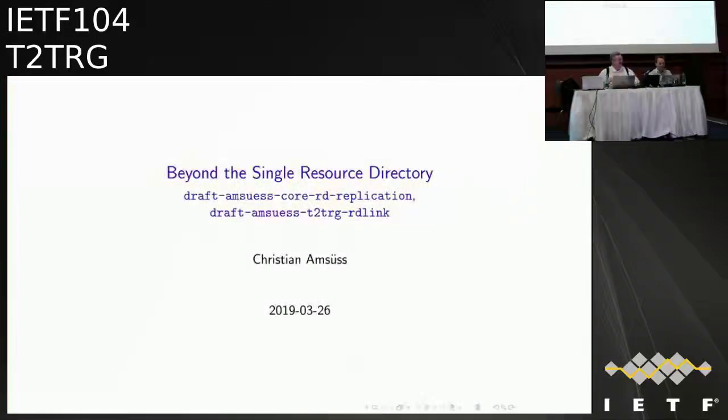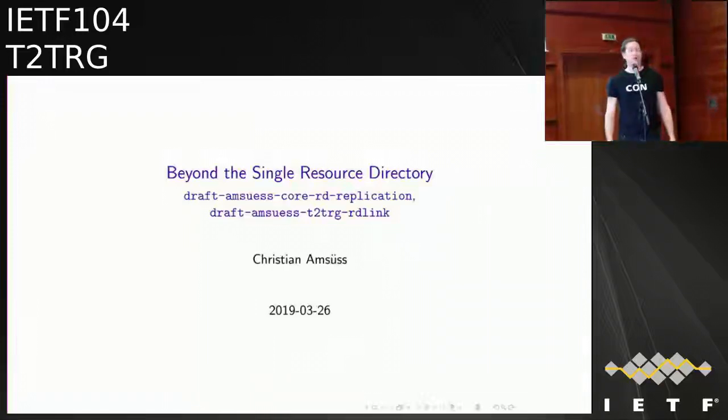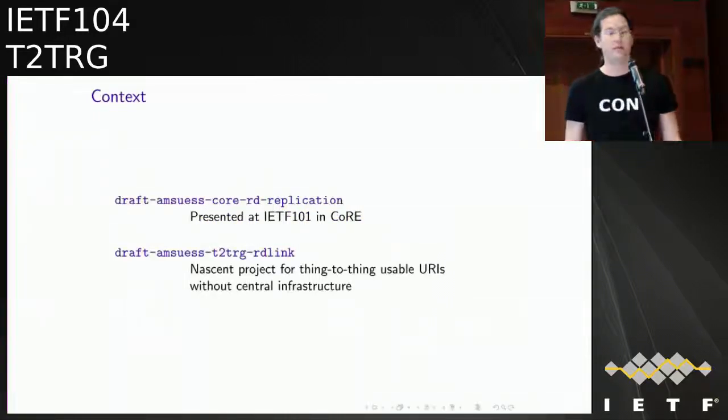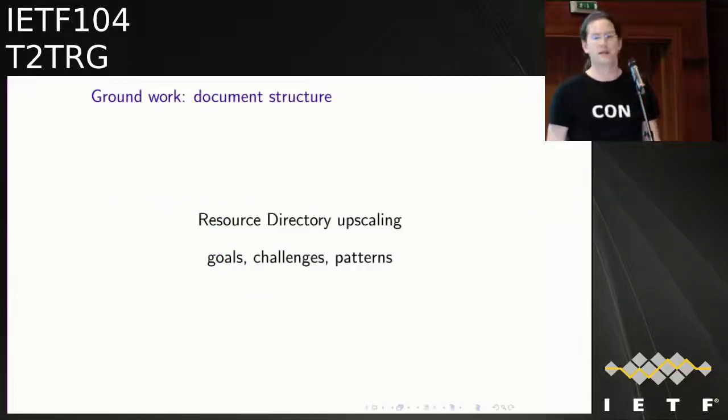Hello, my name is Christian Amsus, and I'd like to present two documents here, the first being a resource directory replication, which I was asked to take here from the constrained RESTful environments, because it is more of a document that looks at whether things can work without really prescribing what needs to be done, or without actually building so much. And the second is a proposal that I have that takes what the first document shows can be done and builds something that I think will be very useful for a web of connected things that directly work with each other. So the first one I'm referring to is a groundwork document here.